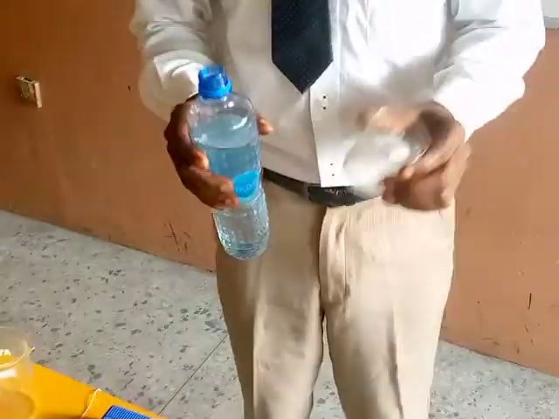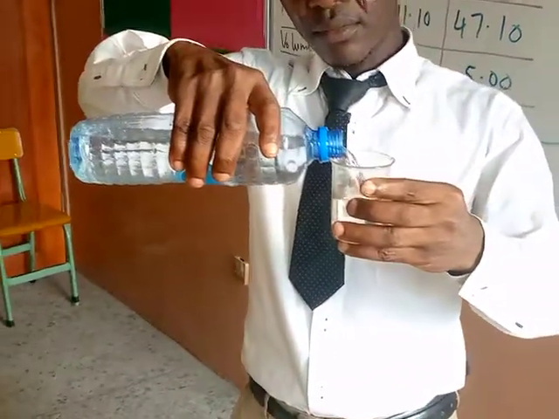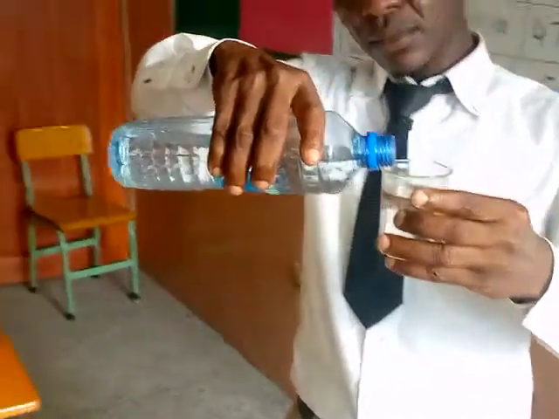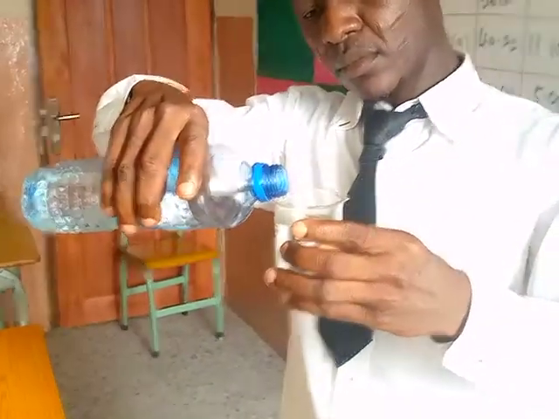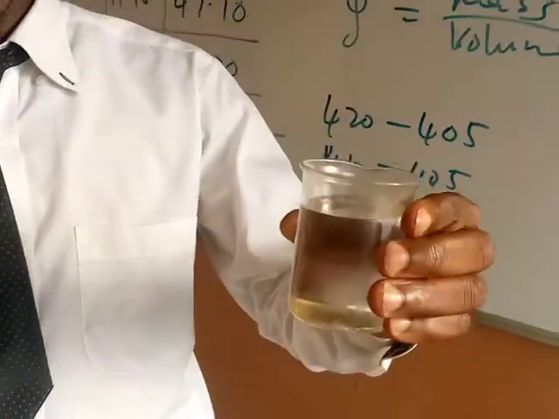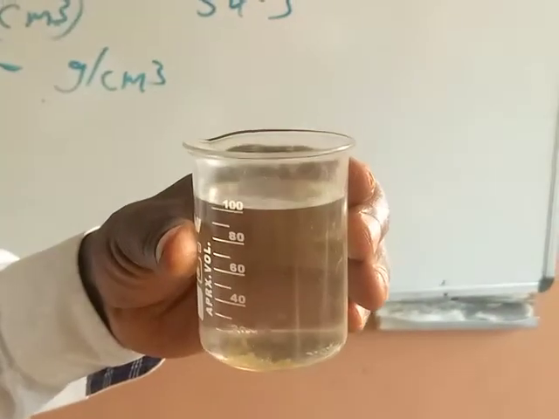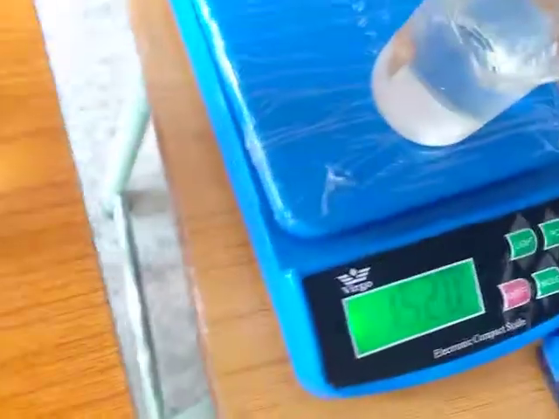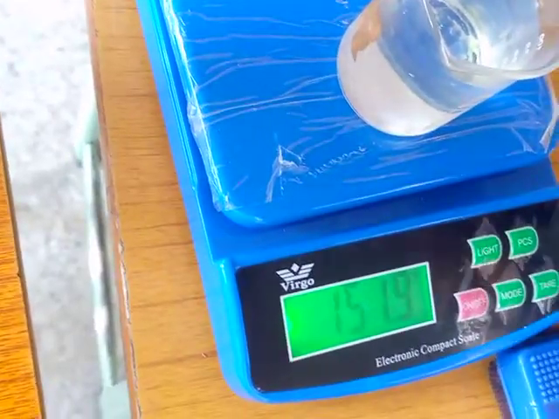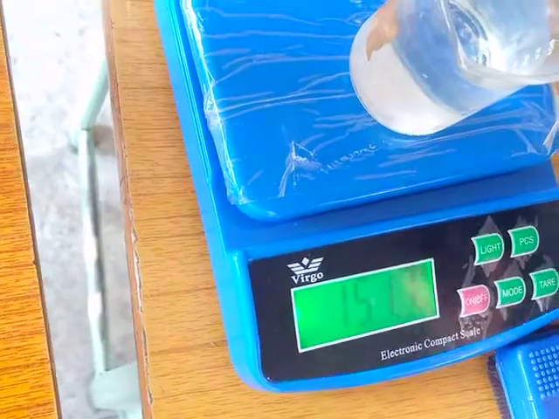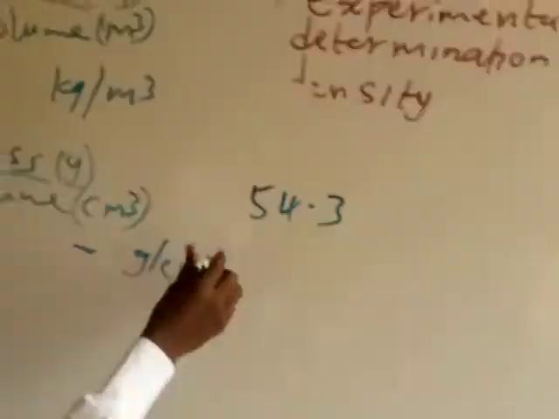Don't forget, our aim is to determine the mass of the water. But most of us measure that water here. This is 1 centimeter cube, 100 centimeter cube of water. Therefore, the volume is 100 centimeter cube. Now let's weigh it. And that's 151.7.